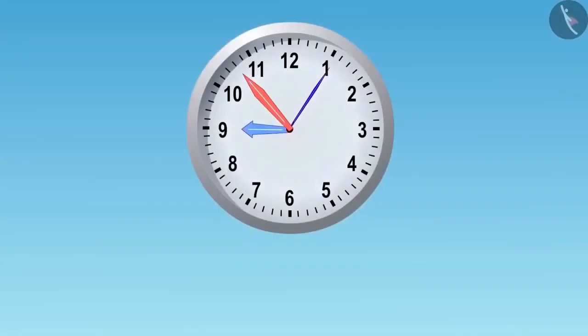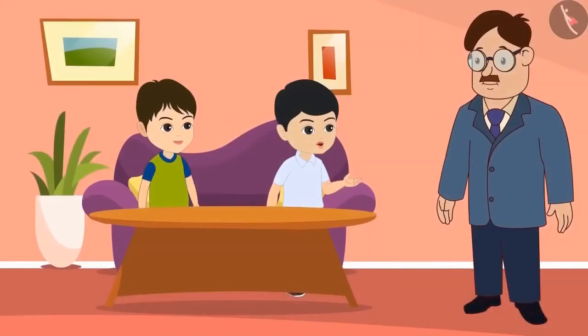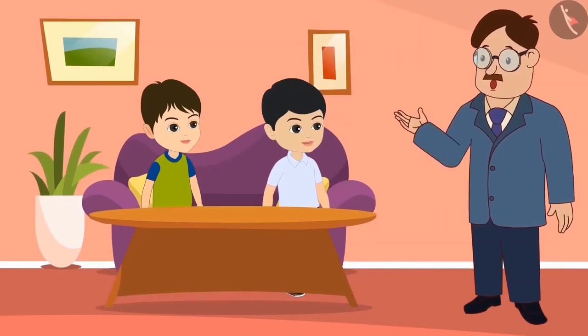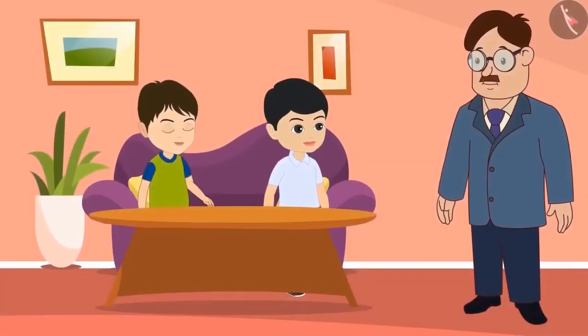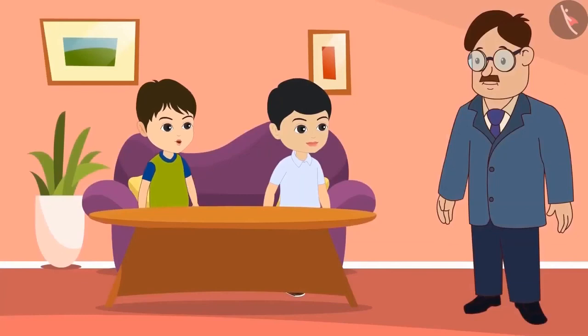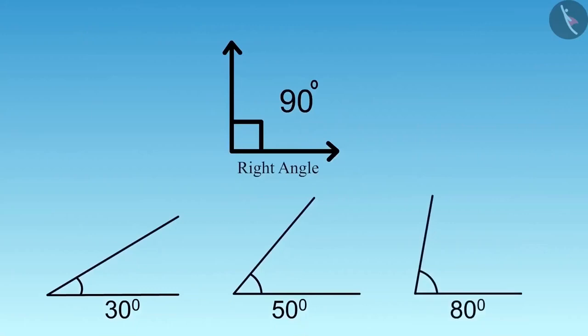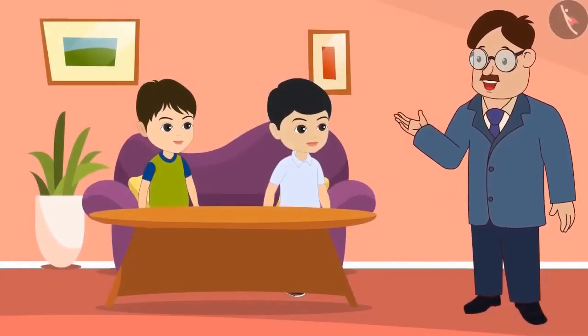What is meant by 90 degrees, uncle? Look, children, when it was 9 o'clock, the hands of the clock were making a right angle. That means the rotation between them was 90 degrees. Then, uncle, what will be the angles less than right angle? Just think, when the right angle is 90 degrees, then what will be the angle less than that? Uncle, they could be any number of degrees less than 90, such as 30 degrees, 50 degrees or 80 degrees. Yes, Bholu, you are absolutely correct.